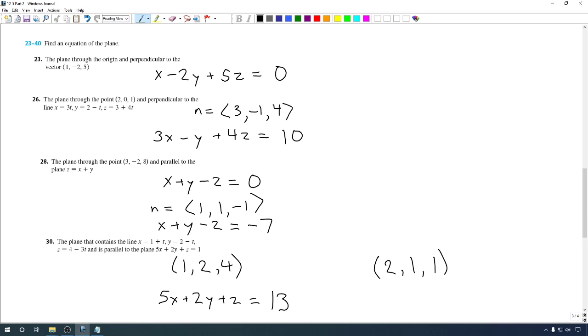So, in fact, you can already see that this plane does contain 2 different points on that line that we get from our equations, and it's going to have to contain the entire line because of that. So it does contain that entire line, and it's definitely parallel to the plane that they gave us. So this is our answer.